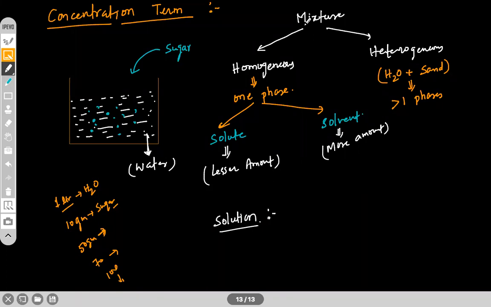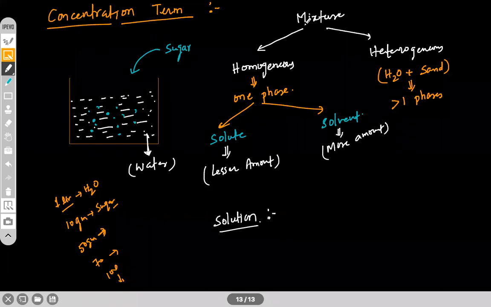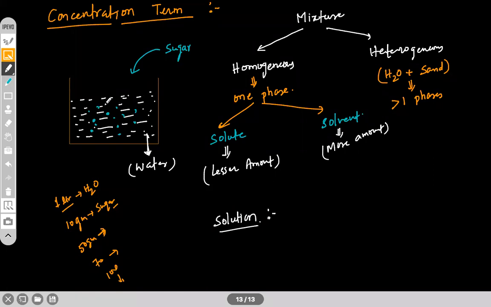No, solution is a homogeneous mixture. Correct, Kshitij. A mixture can be heterogeneous or homogeneous, but a solution is a homogeneous mixture where the concentration is always equal at every point.